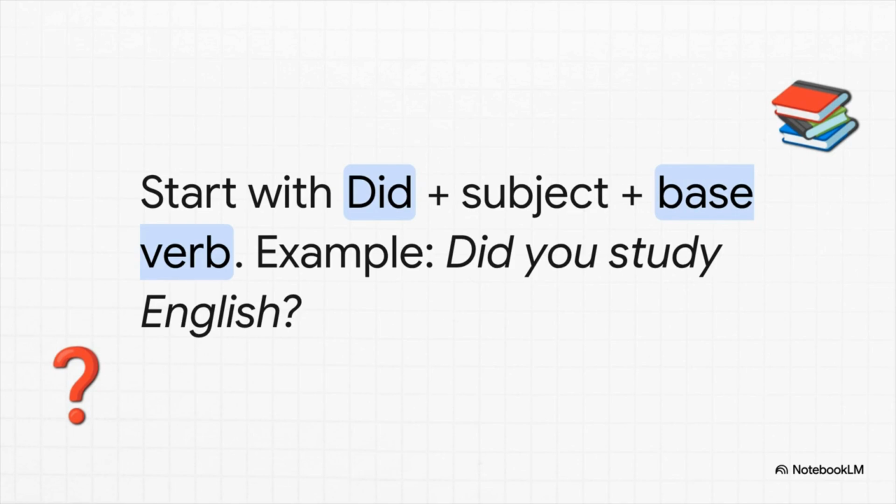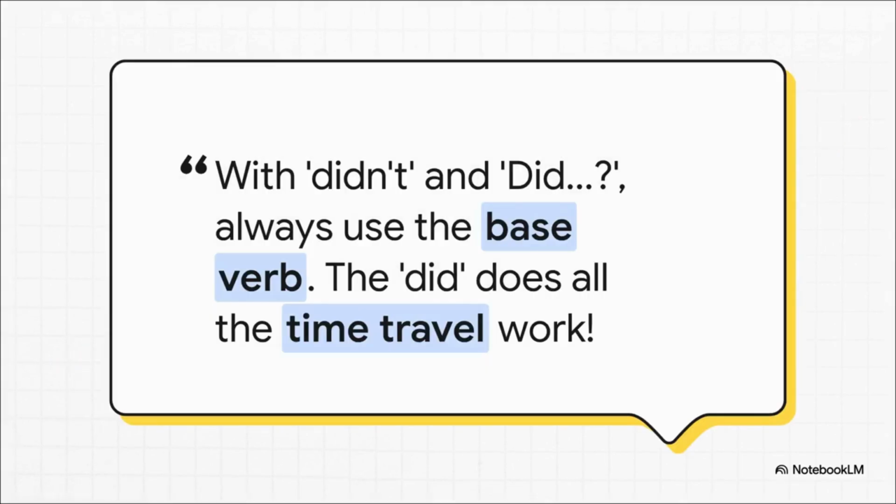And asking a question, it's almost the exact same idea. You just start the whole sentence with did, then add your subject, and again, use that original base verb. Did you study? Did they go? See? Easy. Okay, this is so important, so listen up. Once you use did or didn't, that little word does all of the time travel work for you. That means you don't need to change the main verb to the past tense anymore. The word did already took you to the past.